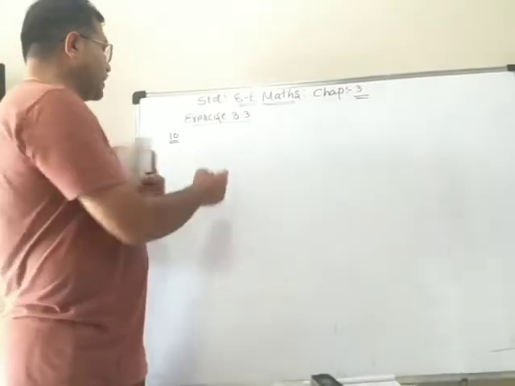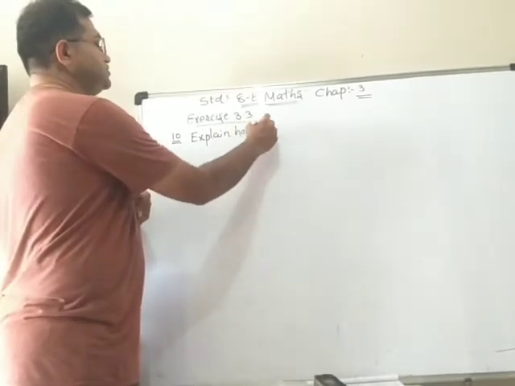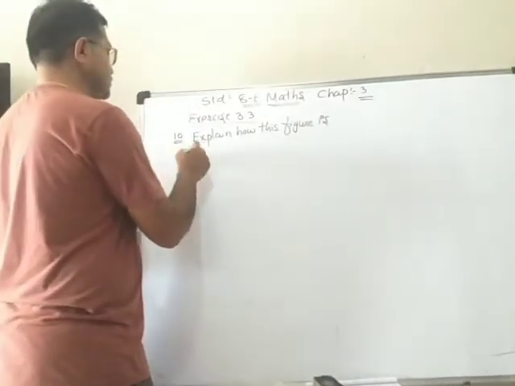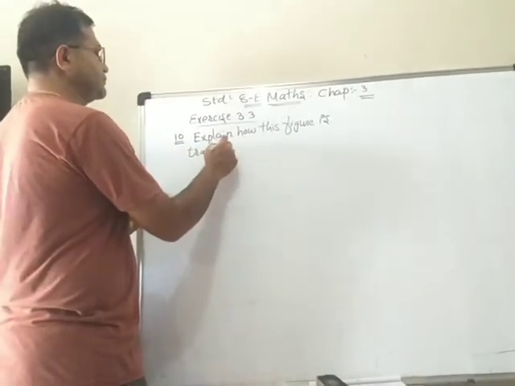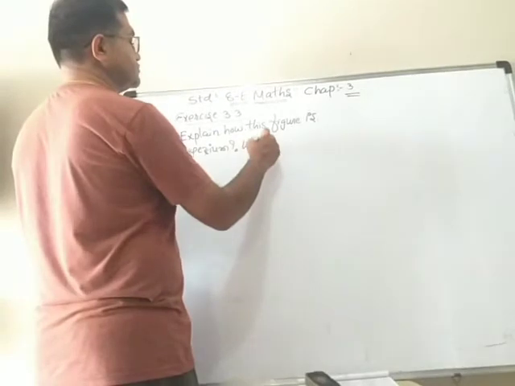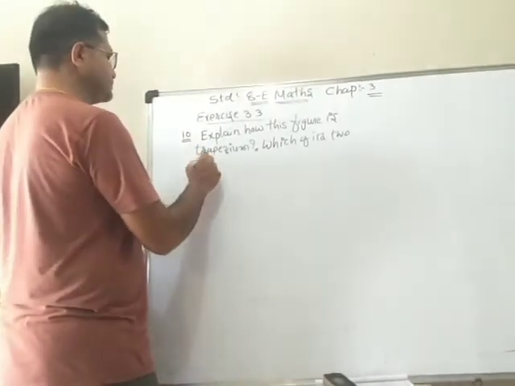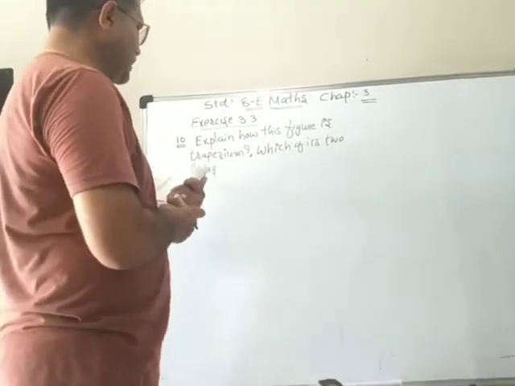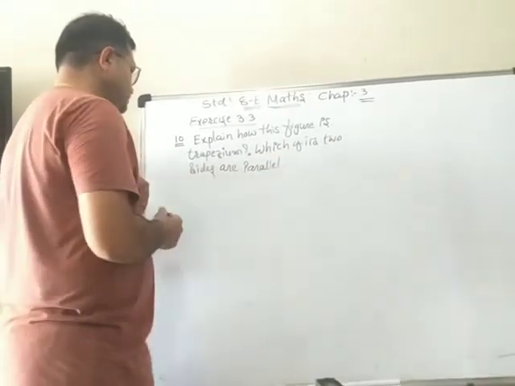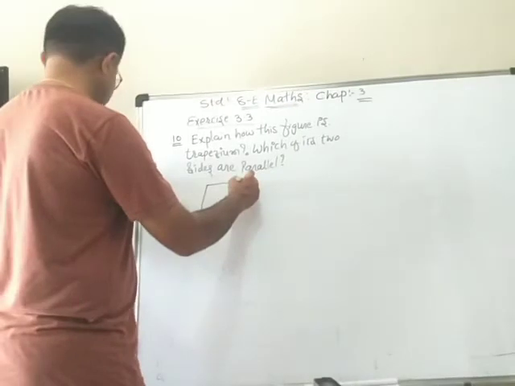Question 10. It says explain how this figure is a trapezium, and also which of its two sides are parallel. So here one of the diagrams is given.